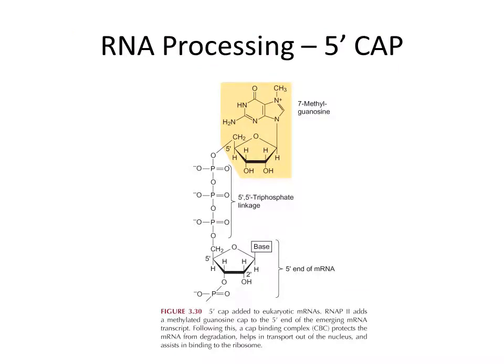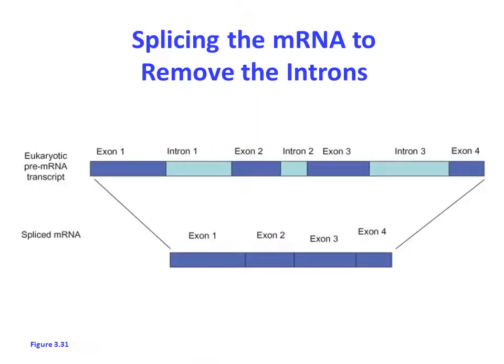This is showing the 5' cap. This gets added on to the 5' end of the mRNA. This is the first end of the mRNA that gets synthesized, and this just gets added on and helps to prevent degradation of the mRNA that was generated.